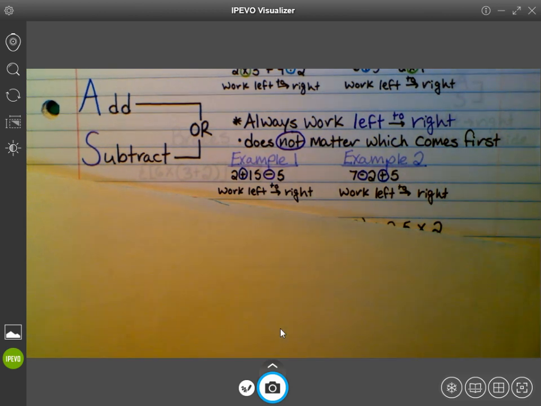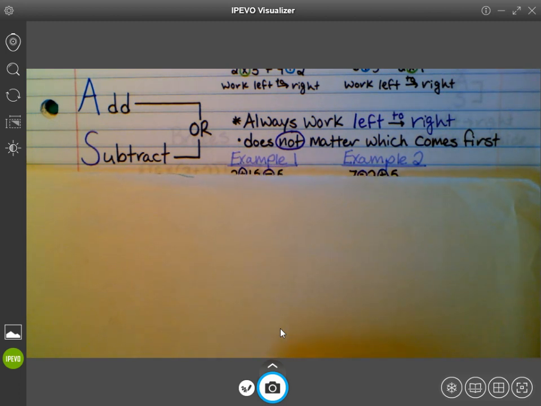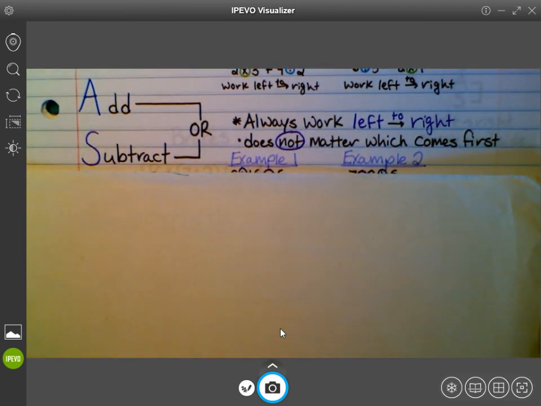And we have the 2 examples again, and I'll zoom in on those when we're ready. So give me a thumbs up when you have add or subtract. Always work left to right, and it does not matter which comes first.